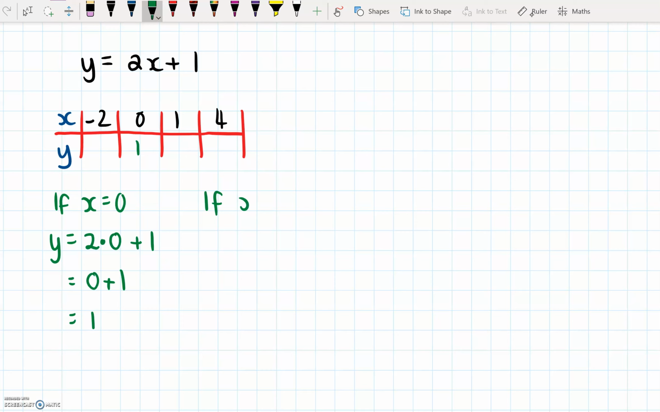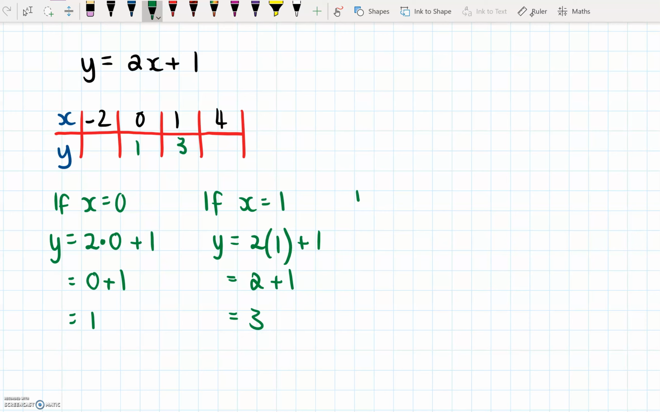All right, if x equals, and our next one is going to be 1, y equals 2. And you'll see sometimes I'll write 2 times with a times, sometimes I'll write it like this with a bracket. Okay, when you substitute, you can also substitute by putting a bracket in, that's fine. So 2 times 1 plus 1, which is 2 times 1 is 2, plus 1, which gives us 3.